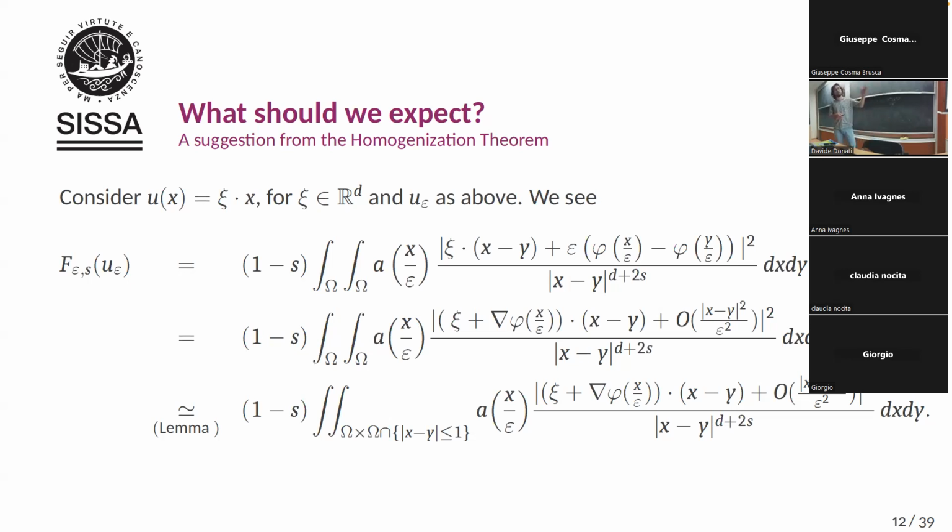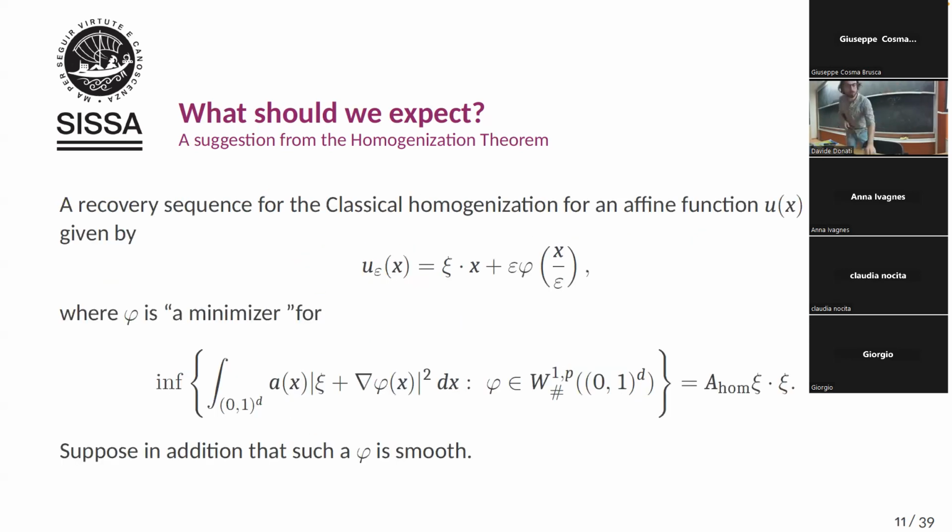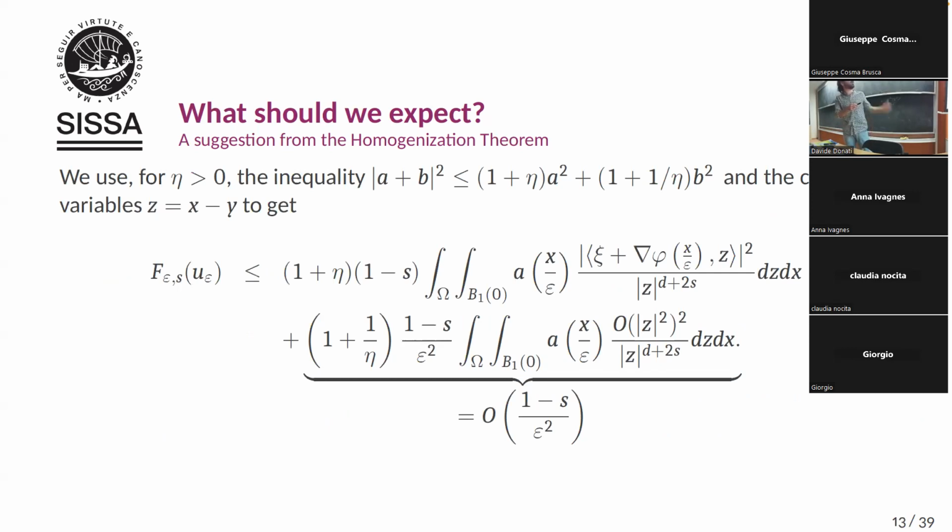Then one may use a lemma that we are going to state better later on, which basically tells us that we don't have to consider all possible interactions in omega times omega, but we can restrict our attention just to close interactions, so points where the distance between x and y is at most 1. We'll see that we can actually do better. Then we can change coordinates and variables and set z equal to x minus y, and then use this standard inequality to split into different terms.